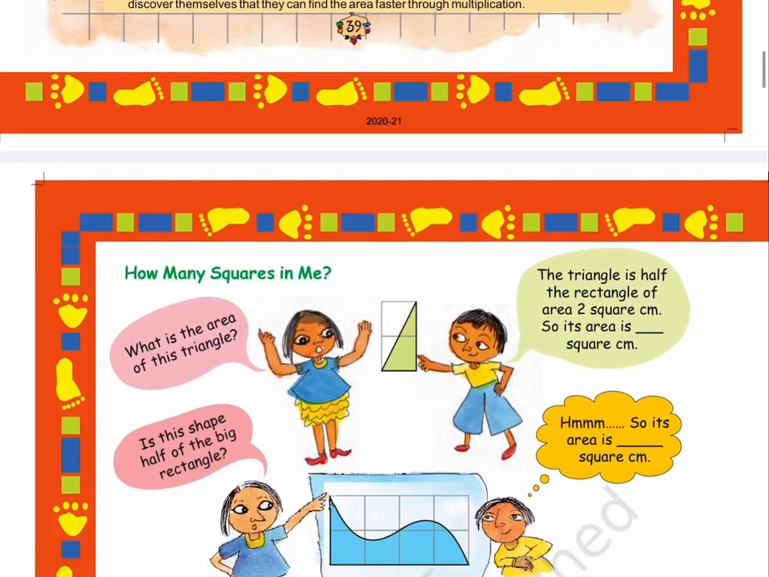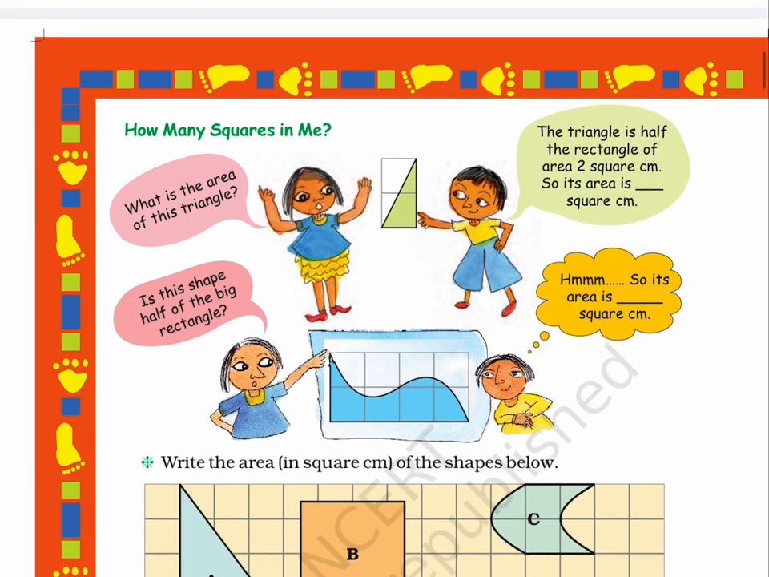How many squares in me? On the page, we have some pictures. The first one is a conversation between a boy and a girl. We see a rectangular figure between them which is created by two squares on top of the other. The figure is cut diagonally from the top right to the bottom left corner, creating two triangles.